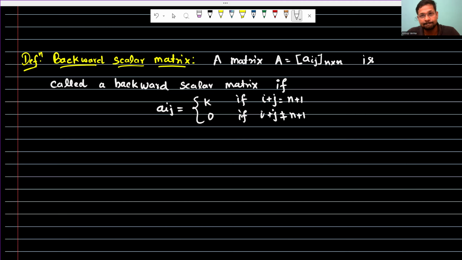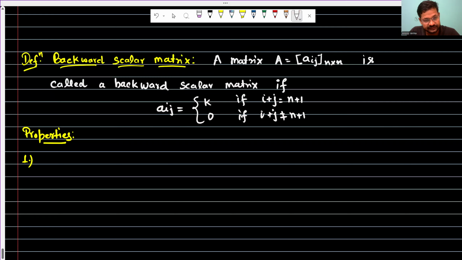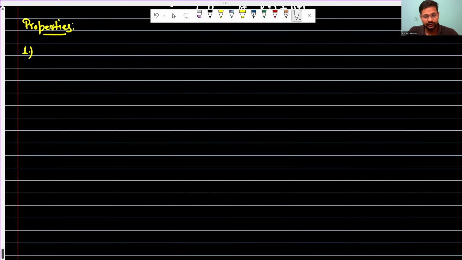So let's discuss the properties of the backward scalar matrix. Let's talk about the first property. Okay, so the sum of two backward scalar matrices is again a backward scalar matrix.